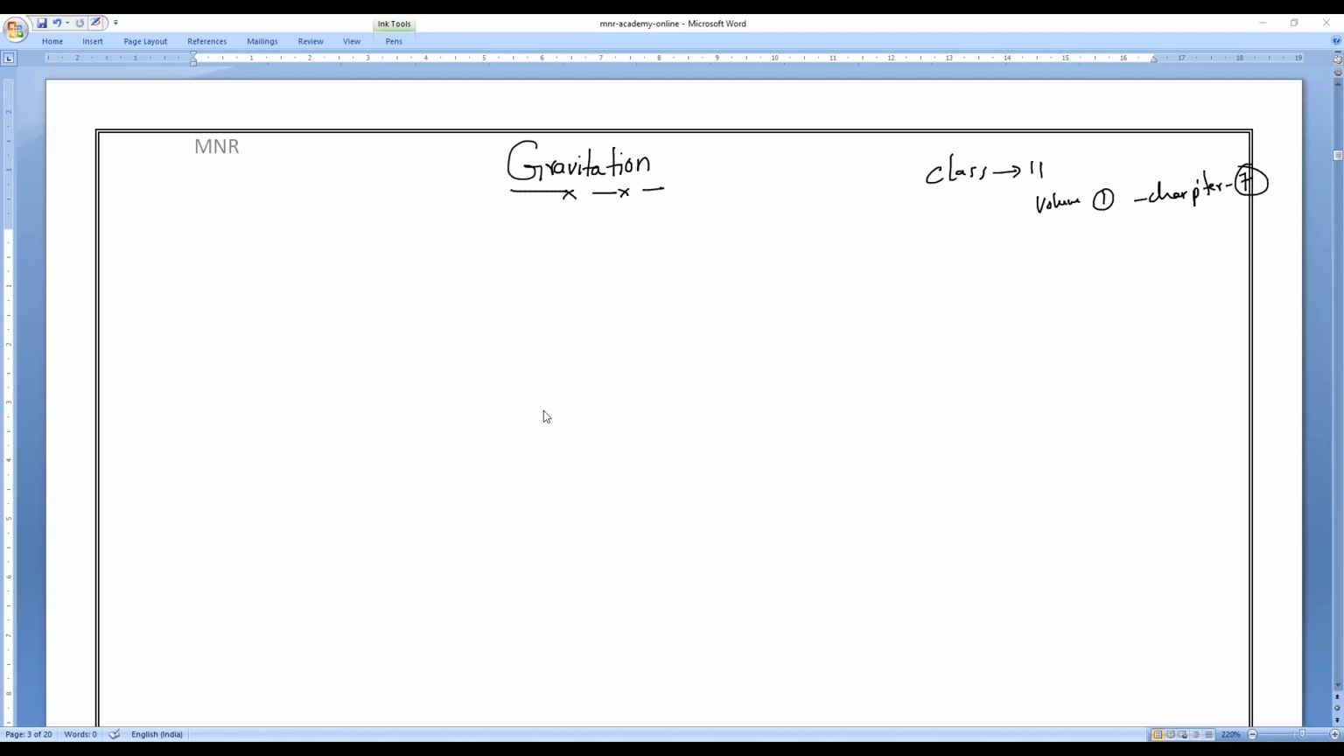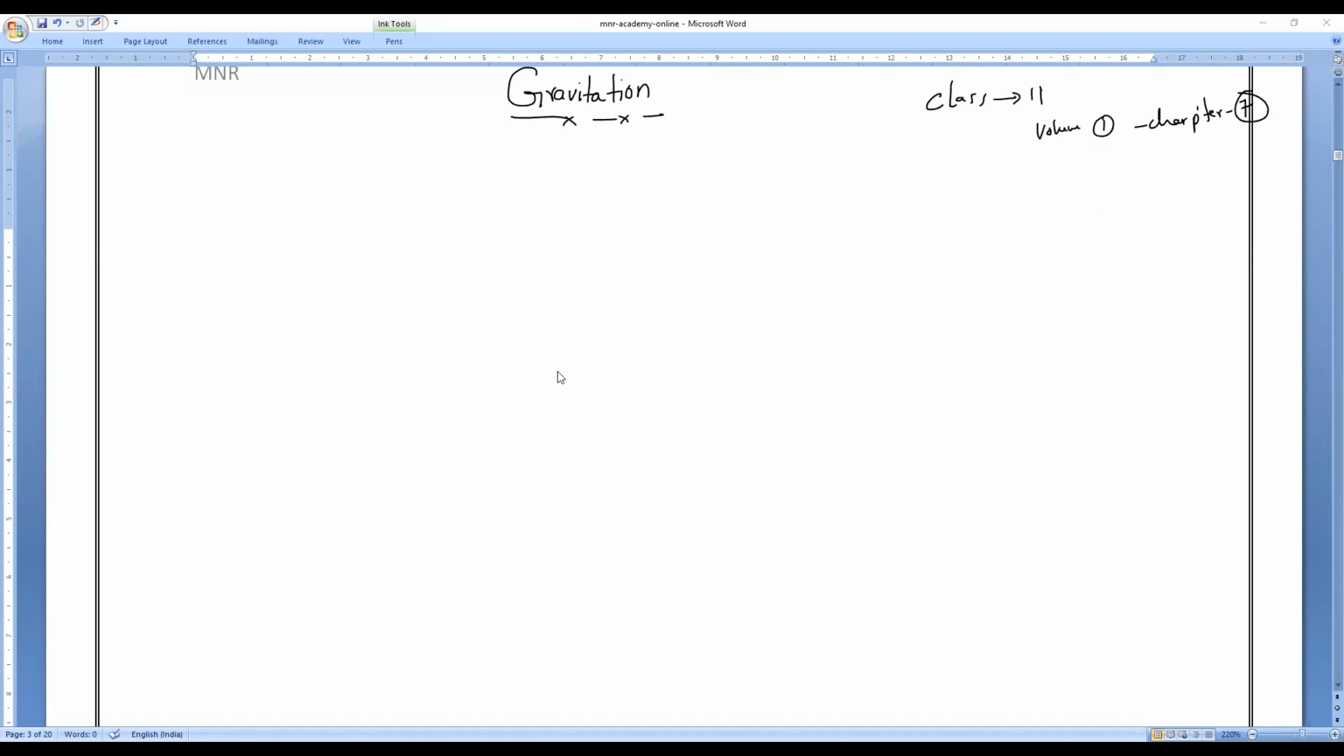But it's for school level, so what is there? We will try to finish it by Sunday at most. So now let us come to this gravitation chapter. What is the introduction about?